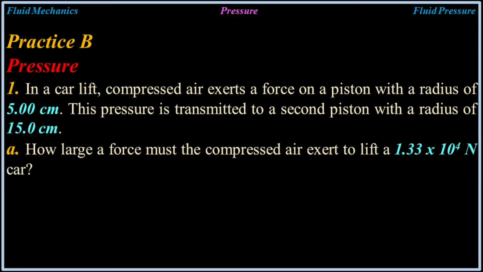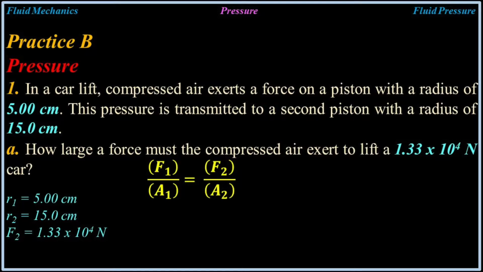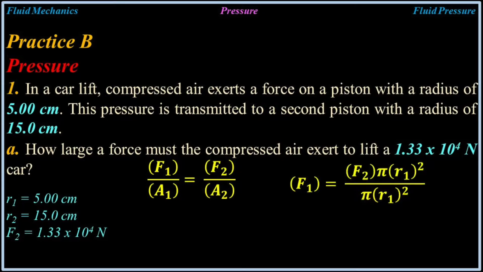In a car lift, compressed air exerts a force on a piston with a radius of 5 centimeters. This pressure is transmitted to a second piston with a radius of 15 centimeters. How large a force must the compressed air exert to lift a 1.33 times 10 to the fourth newton car? Here's what's given. Don't forget to change it to meters. Also, it's a circle, so you're going to change the areas to pi r squared, and you're going to solve for F1.